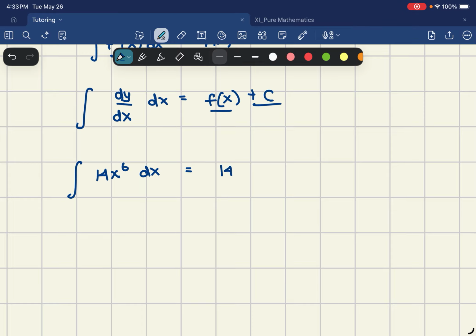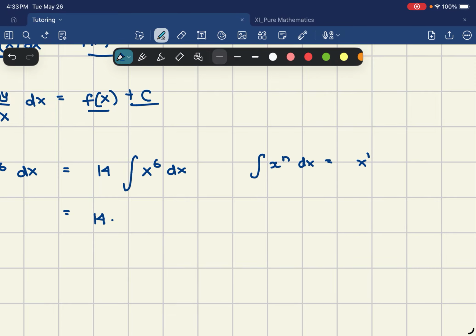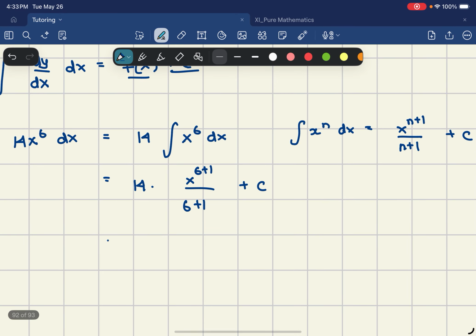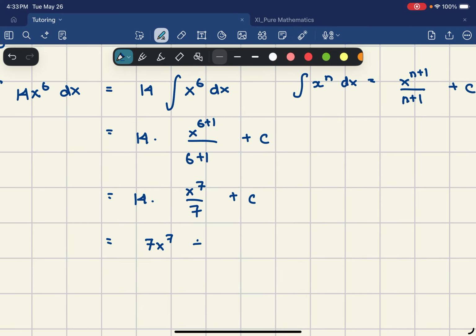14, I remember I can factor out. So I can just integrate x to the power 6 dx. Now let's use the rule. The rule said that if you have x to the power n and n is not -1, then you can increase the power by 1 and then divide by the new power. And then you need to add plus c. All right, so that is what we will do. x to the power 6 plus 1 divided by 6 plus 1 plus c. So we have 14 times x to the power 7 divided by 7 plus c.